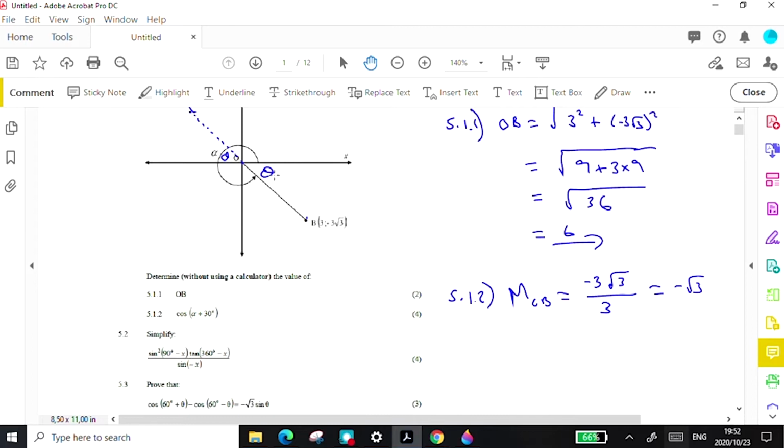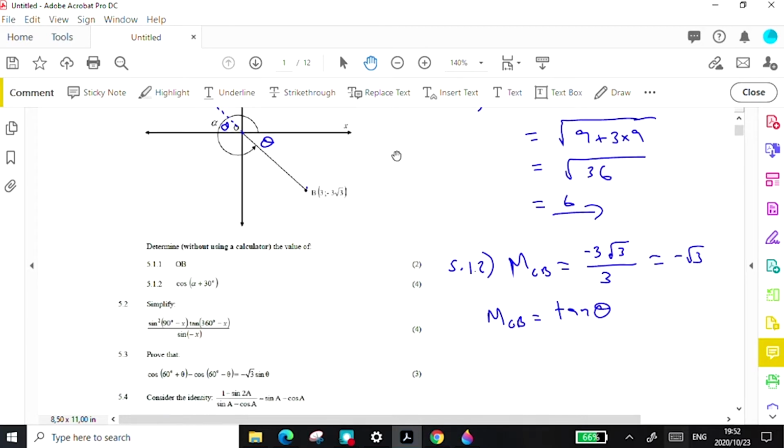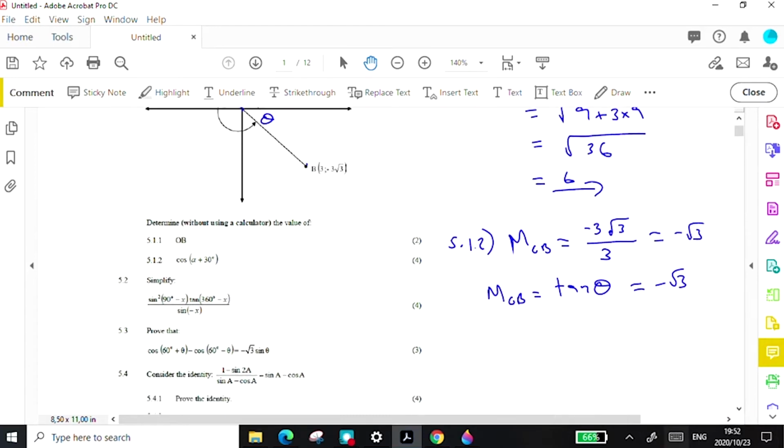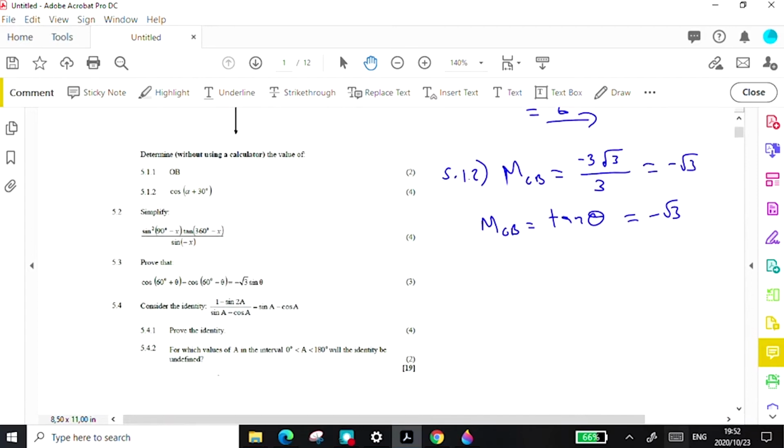By definition, the gradient of OB is equal to tan of theta. So the gradient of OB can be found by finding tan of theta, and this is equal to minus square root 3. Therefore, theta should be equal to arctan of negative square root 3.